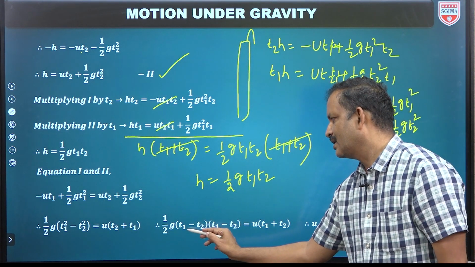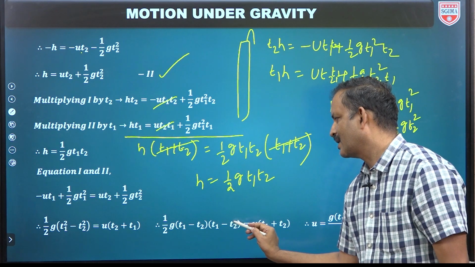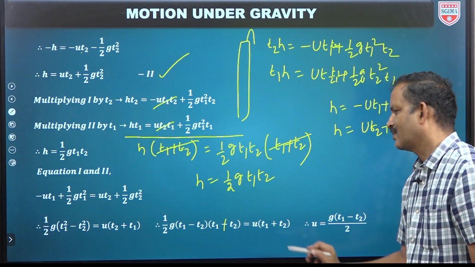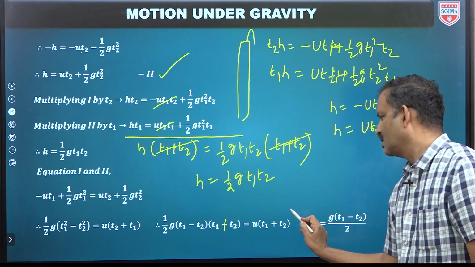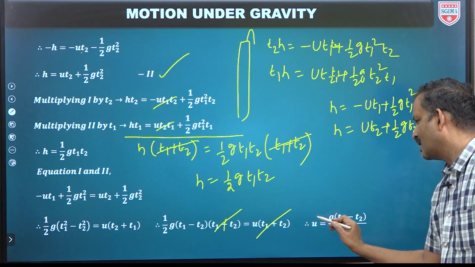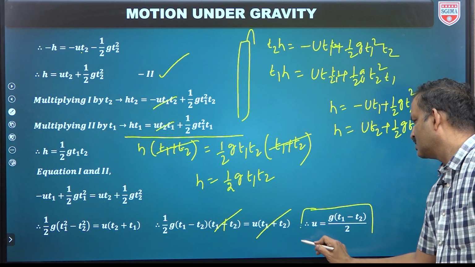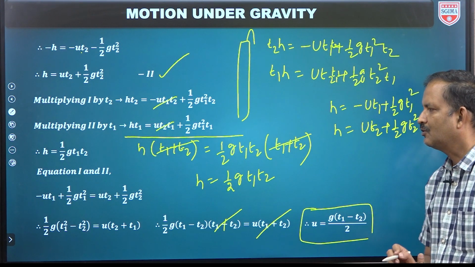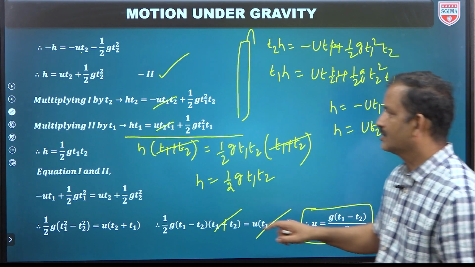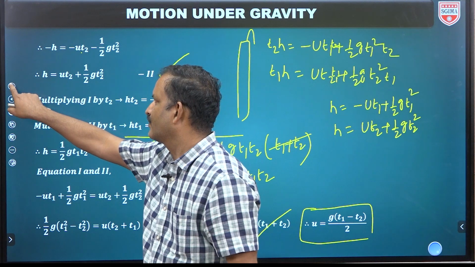So, half g (t1 minus t2)(t1 plus t2) is equal to u (t1 plus t2). So, (t1 plus t2) cancels. You will get u value is equal to g (t1 minus t2) by 2. Next, what do we have to find out?